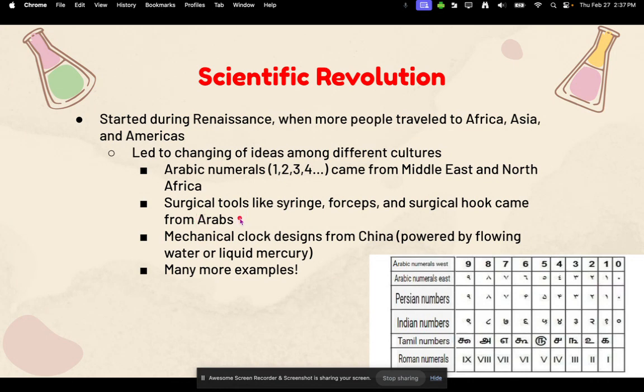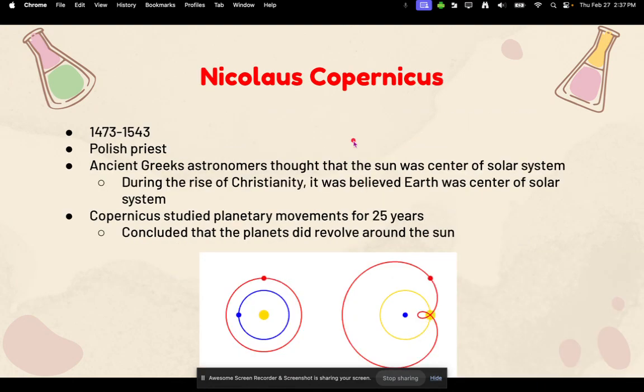There's also surgical tools like syringes, forceps, and surgical hooks that came from the Arab countries. There's also mechanical clock designs from China, which were powered by flowing water or liquid mercury. And there's many more examples of all the scientific ideas that came across the world during this time period.